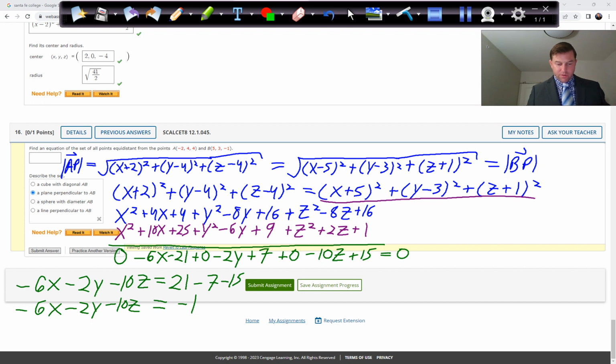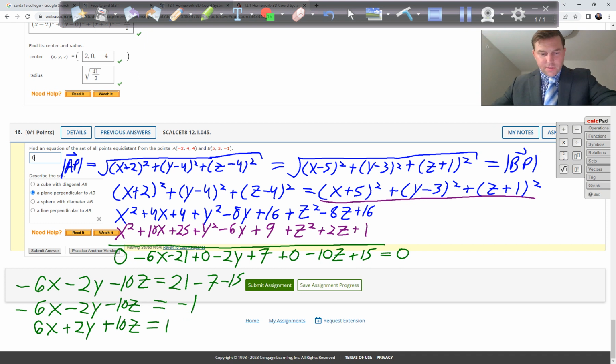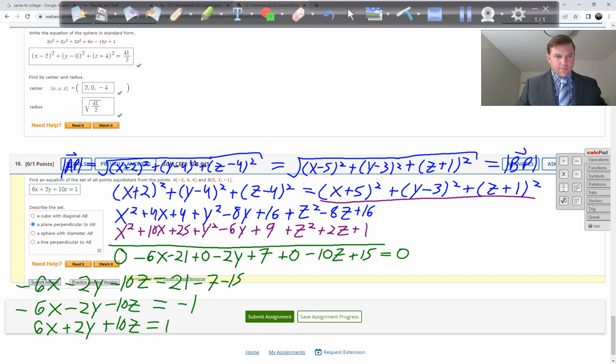And I'm sure they don't want all these negatives, so probably the easiest thing to do is flip everything. 6x plus 2y plus 10z equals 1. There's a common 2 to every term also we could divide out, but since that introduced fractions, let's see if we can get away with not doing that. So we're going to have 6x plus 2y plus 10z has to equal 1. And let's see if that gets it.